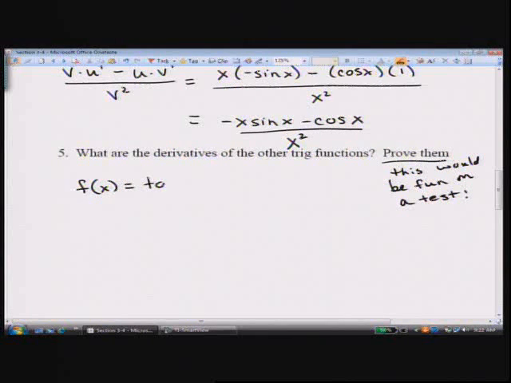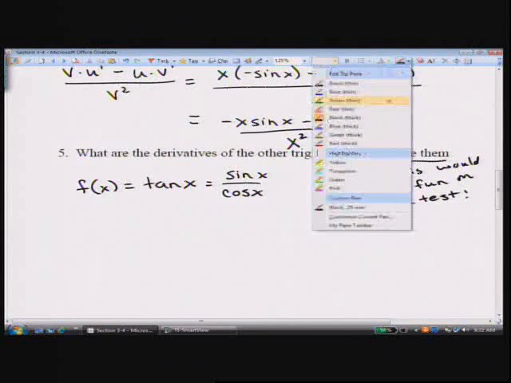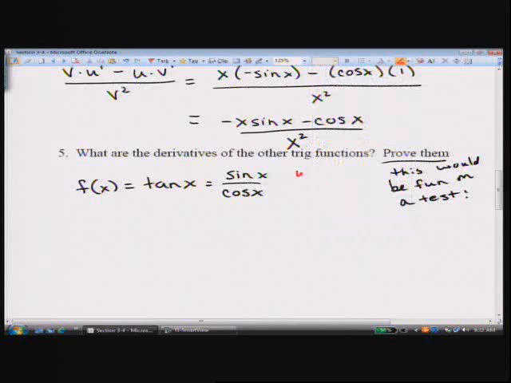If I did f of x equals the tangent of x, well, tangent, I know, is sine x over cosine x, right? So now, since I know the derivative of sine and I know the derivative of cosine, I can just use the quotient rule here to figure this out. It'll be a little bit of work, but I can handle it, right? That's my u over my v.